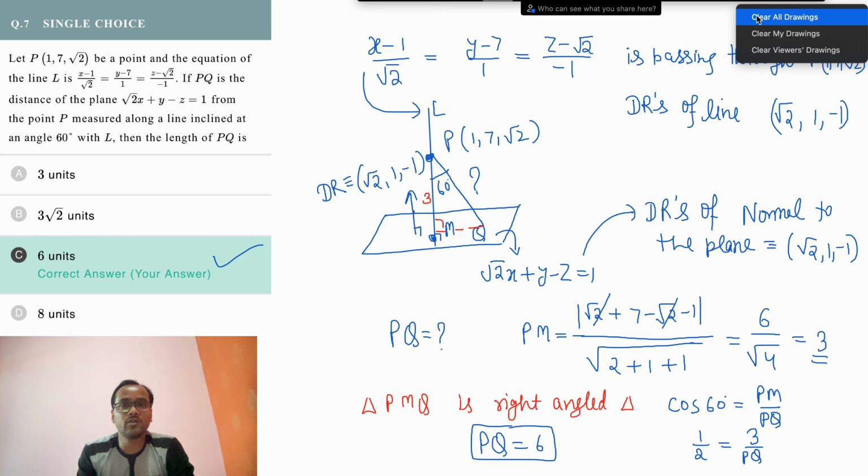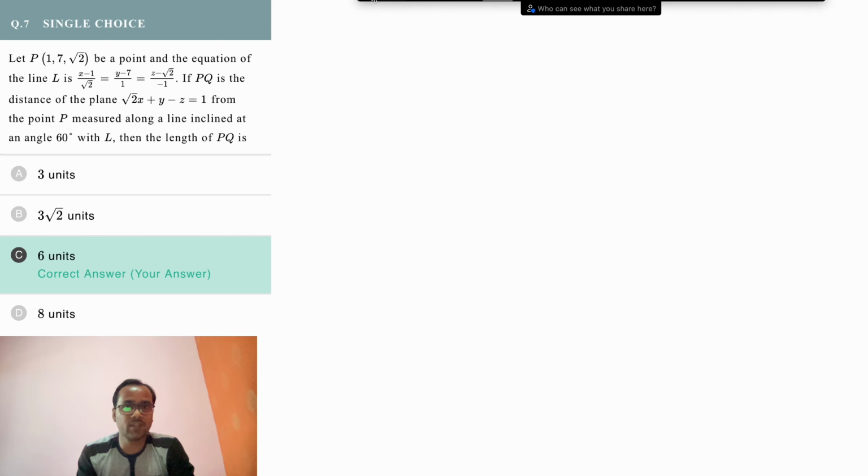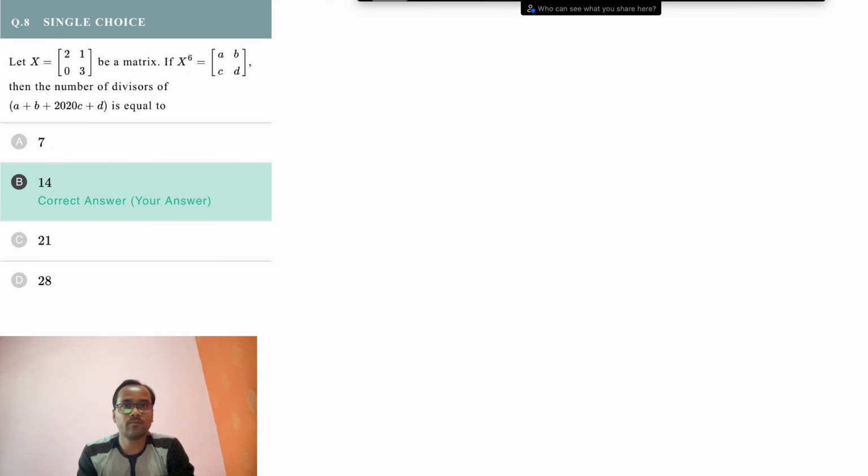Now let's come to question number 8. So this is question number 8. Here let X be the matrix [2 1; 0 3]. X raised to power 6 is [A B; C D]. The number of divisors of this is, okay, so first of all we need to find X raised to power 6 first. Clear?